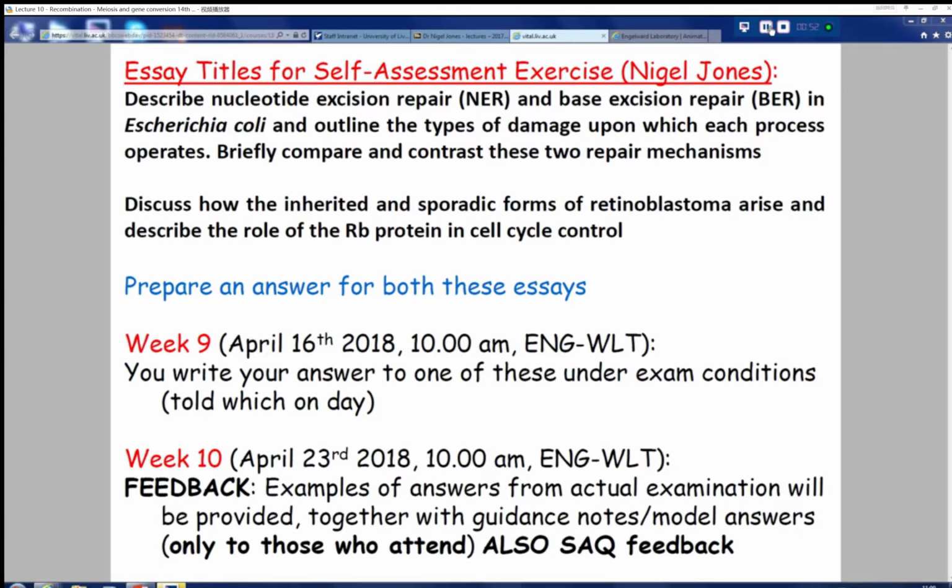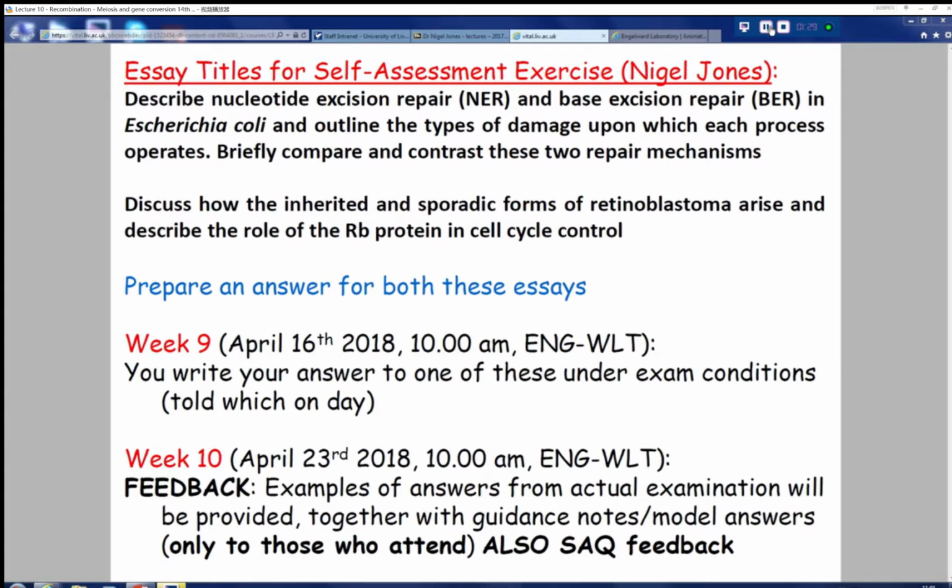Questions on the paper, and you have to answer one of those. So this is just kind of a practice. These are the two essay titles. I just point out for the second one, a good answer will not only include my content on retinoblastoma, where I talked about the inherited and sporadic forms, but also Bill Greenhalgh's lecture, where he talked about the molecular role of the retinoblastoma protein in cell cycle control. So you'll need to synthesize information from my lectures and Bill's lectures for that one.